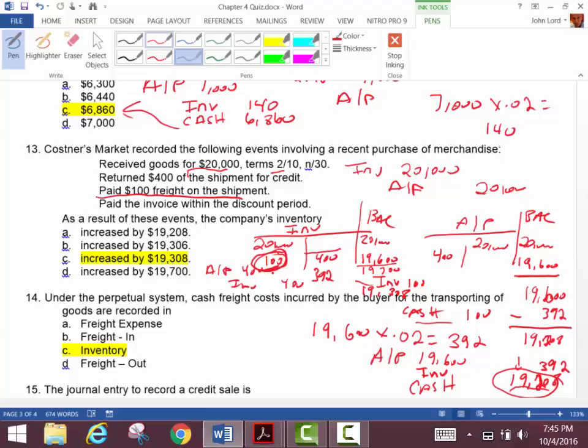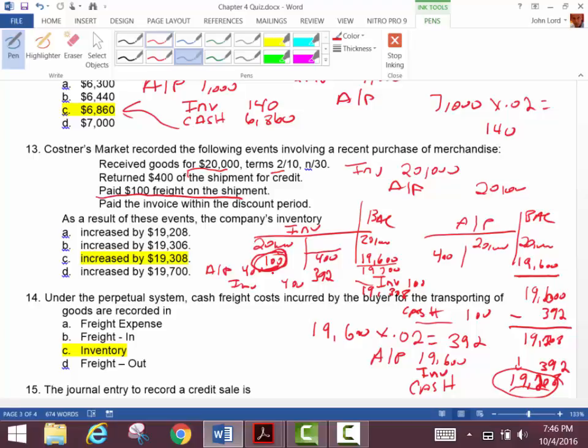So I bought the inventory originally for how much? 20,000. So I debited the inventory for $20,000. I credited the accounts payable for $20,000. I T-up the inventory, 20,000. That gives me a balance of how much? 20,000. I T-up the account payable for 20,000. That gives me a balance of how much? 20,000.